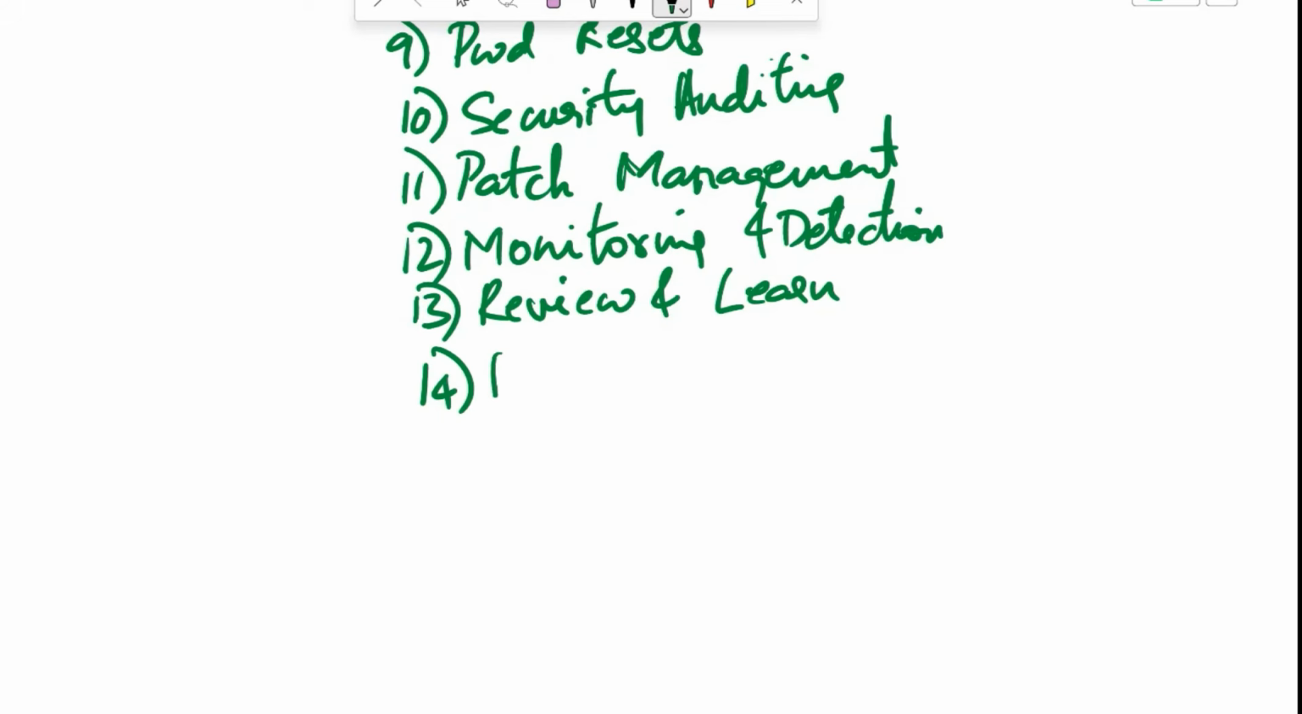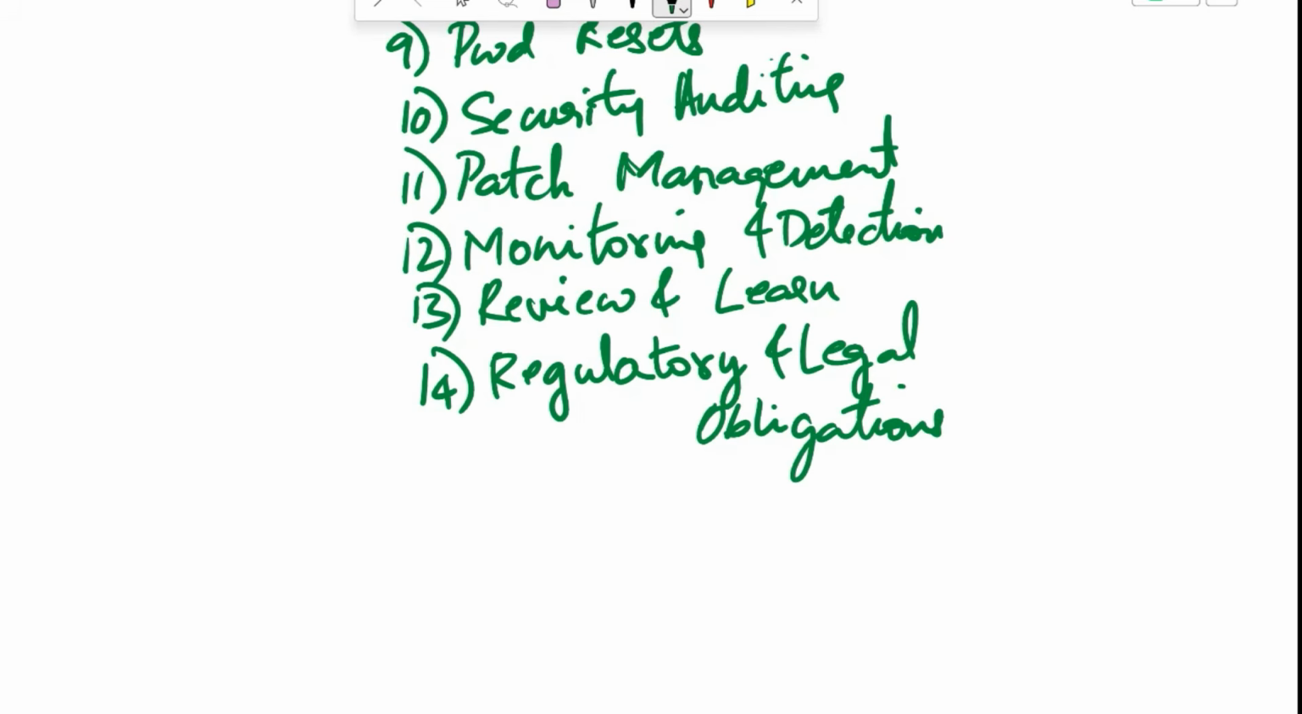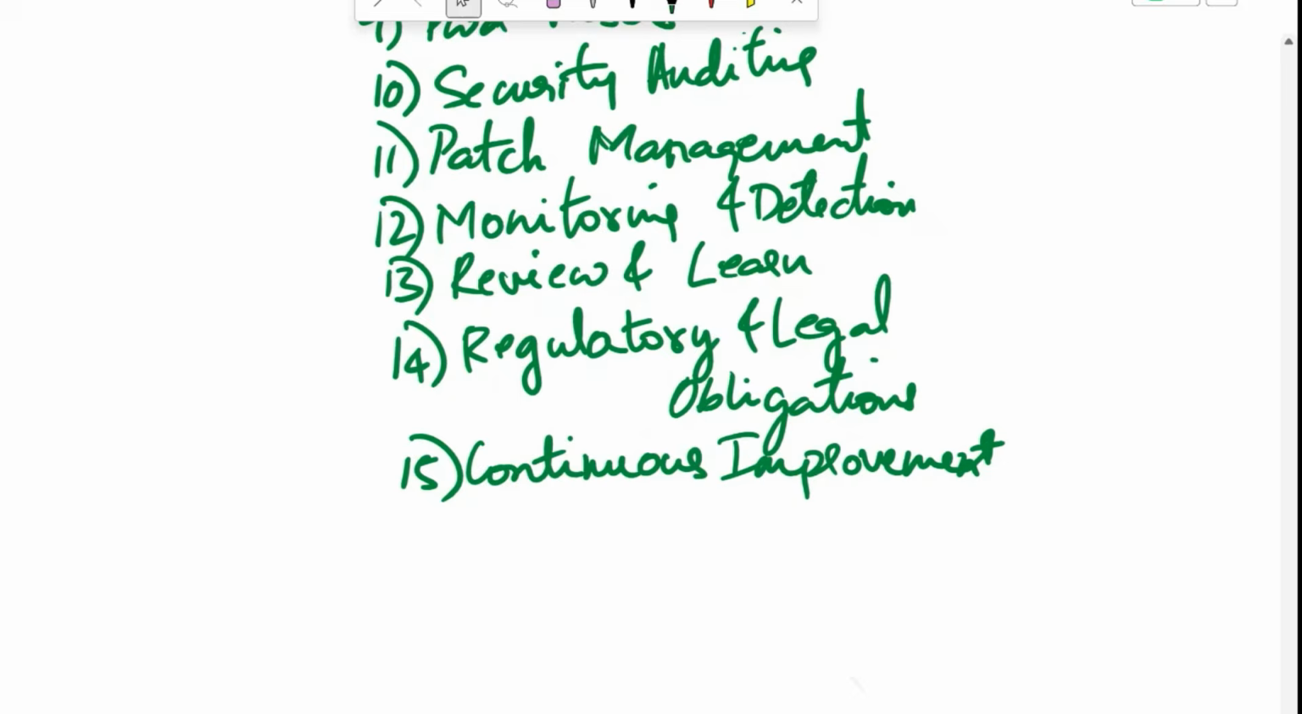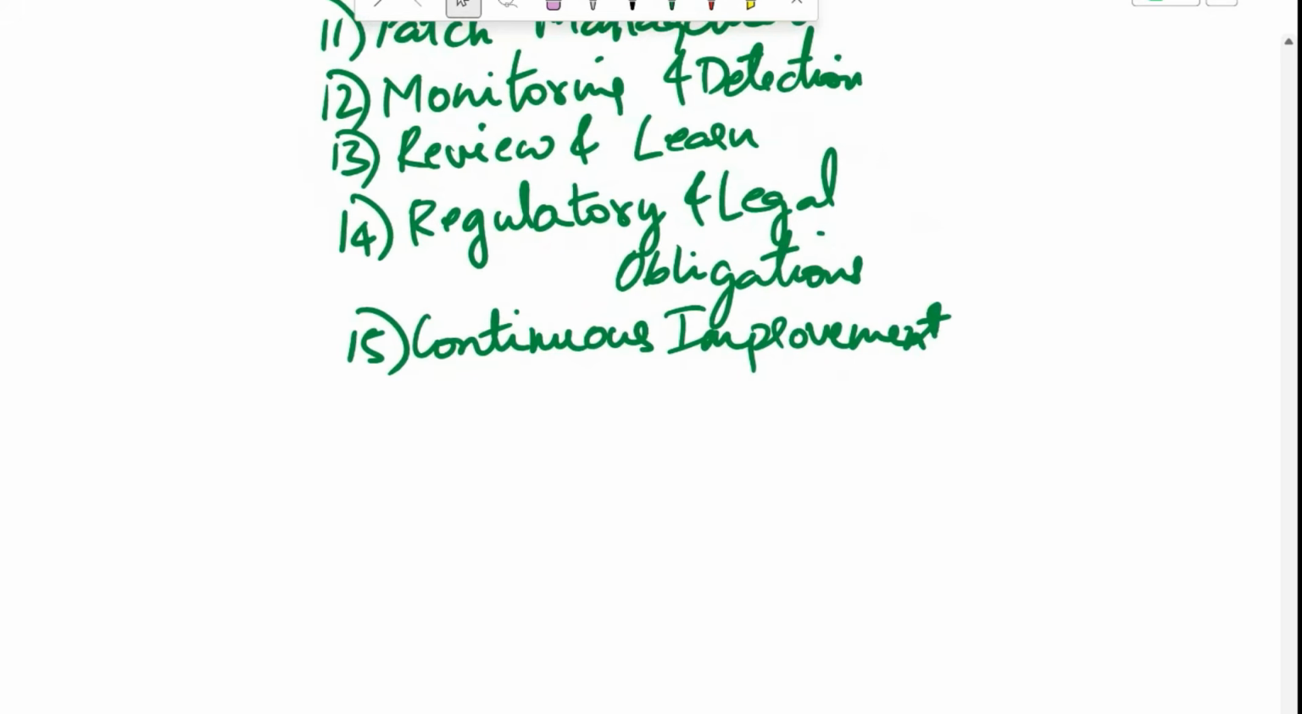Next step is regulatory and legal obligations. Comply with any legal or regulatory obligations related to the data breach reporting and notification. Last step is continuous improvement. Incorporate the lessons learned from the incident into your organization's security practices and policies to prevent similar incidents in the future.